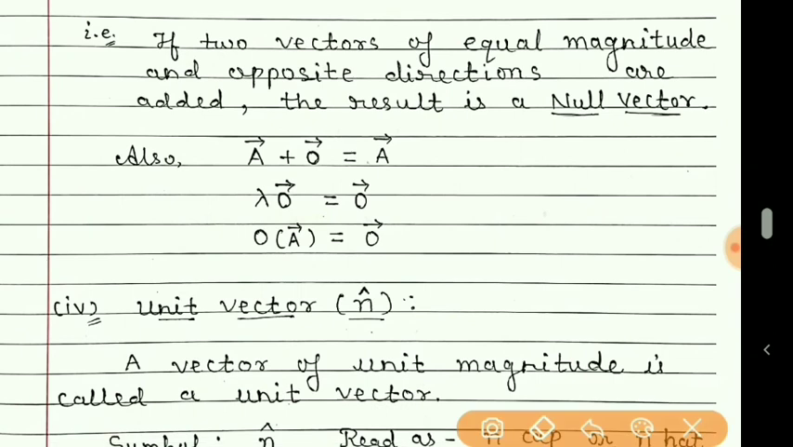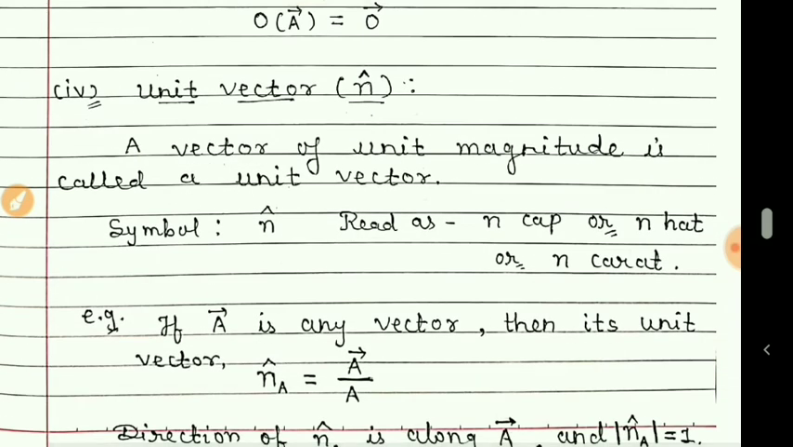Now whenever any vector is added to a null vector, the result is that vector only, means vector A plus null vector is equal to vector A. When any real number is multiplied to a null vector, the result is a null vector, and if any vector is multiplied by 0, again it is a null vector. So these are quite simple to remember.